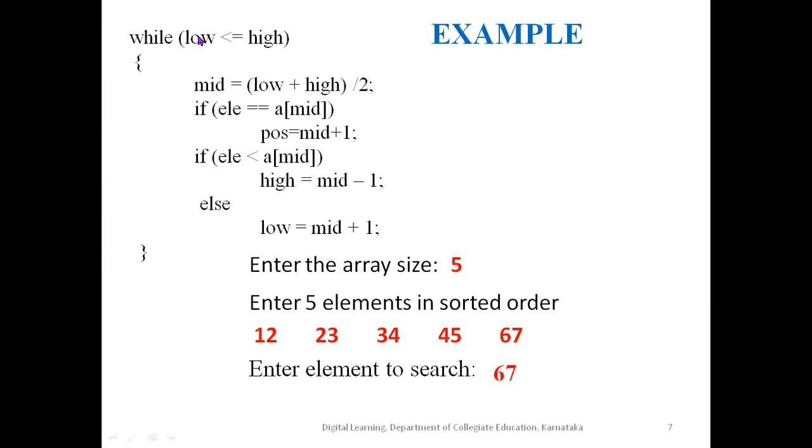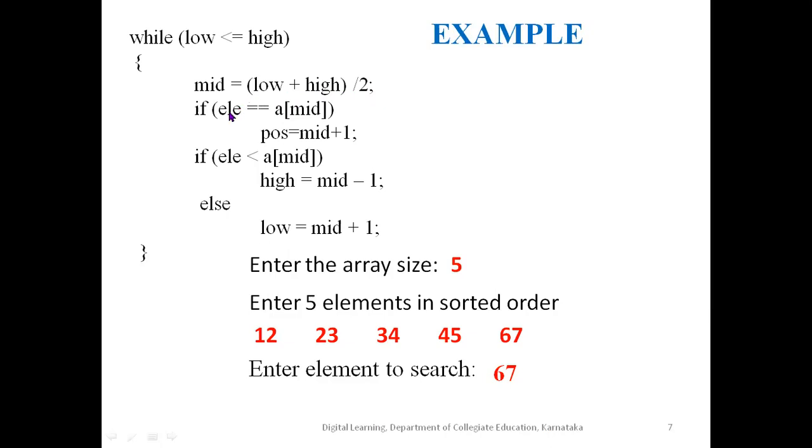Low value is 0 and the high value is n minus 1, which means 5 minus 1, which is equal to 4. So while 0 is less than or equal to 4, which means the true statement, the condition is true. So the control enters inside the while loop. Now inside the while loop, we calculate the mid value. So mid is calculated as (low plus high) divided by 2, which means (0 plus 4) divided by 2, which is 2. So mid value is 2.